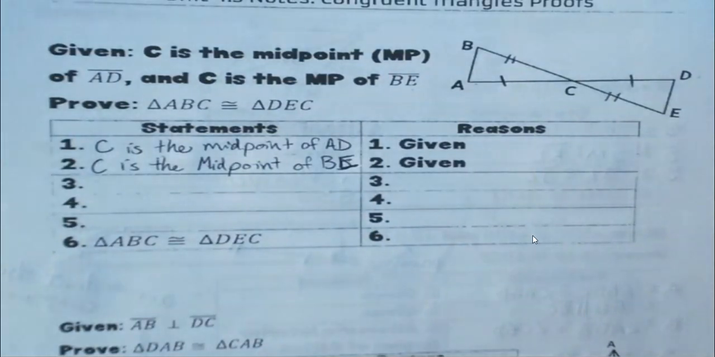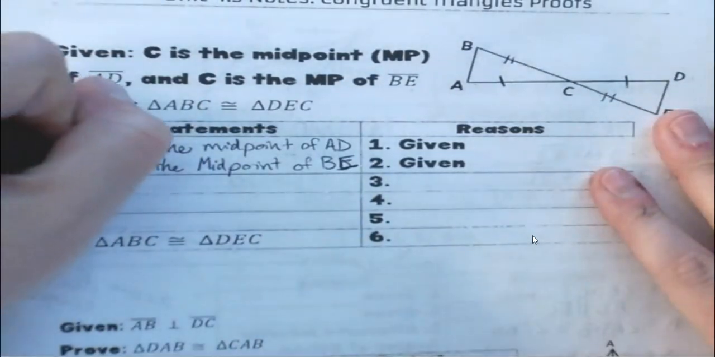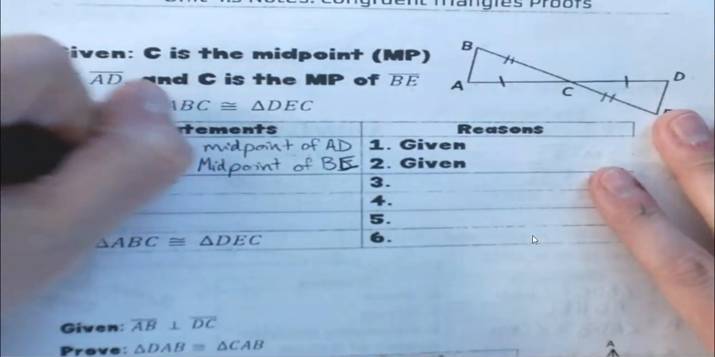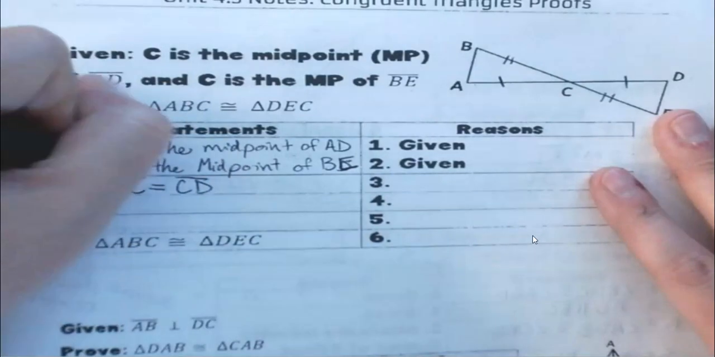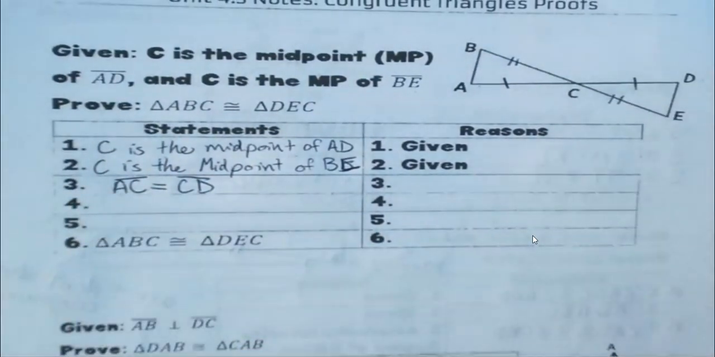So this is not overly complicated, okay? But it does require you to understand what's happening. Midpoint means cut in half. So since we've cut those in half, we have to mark these two halves congruent. So AC is congruent to CD. So I've done that for one of them. Now I want you on your paper to do that for the other one.